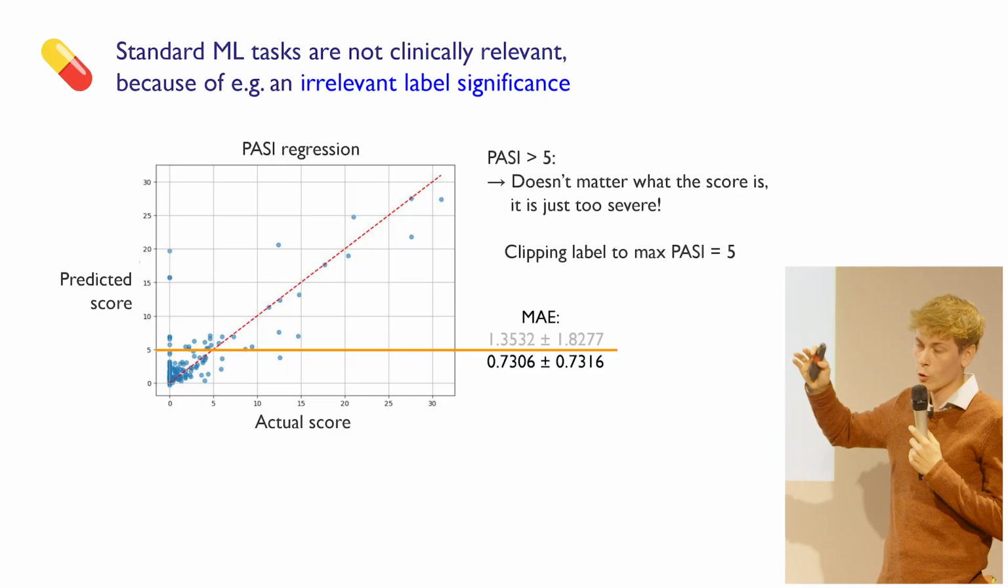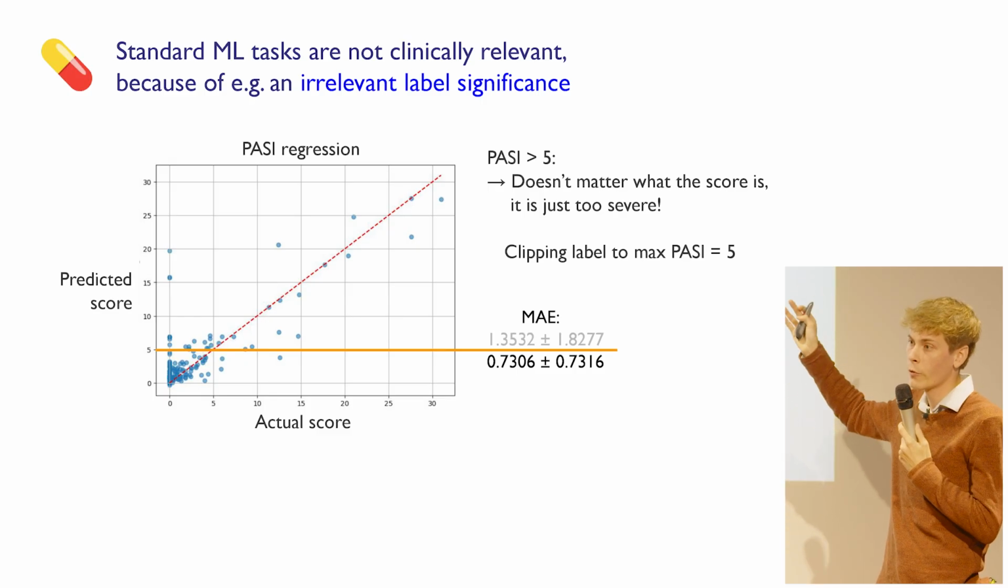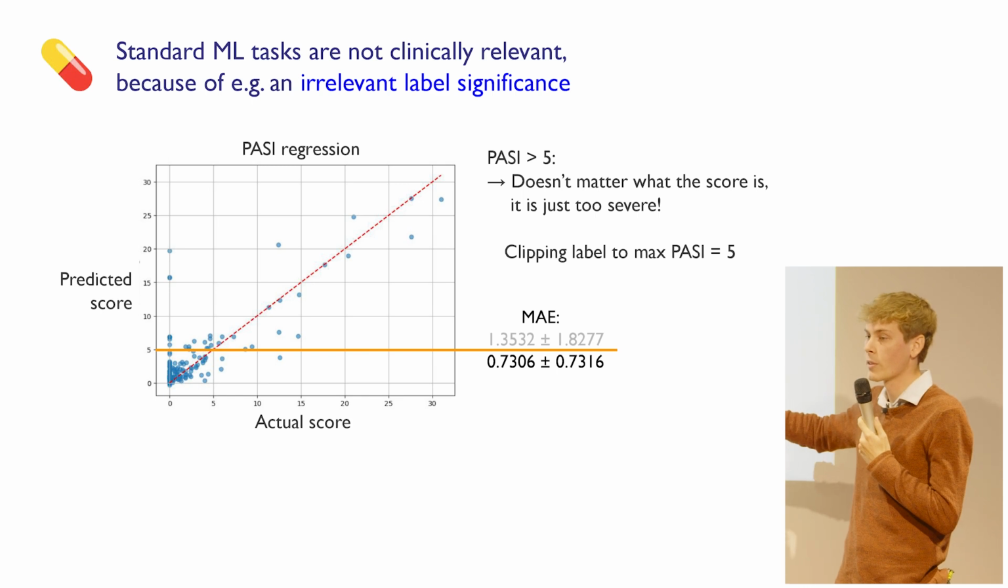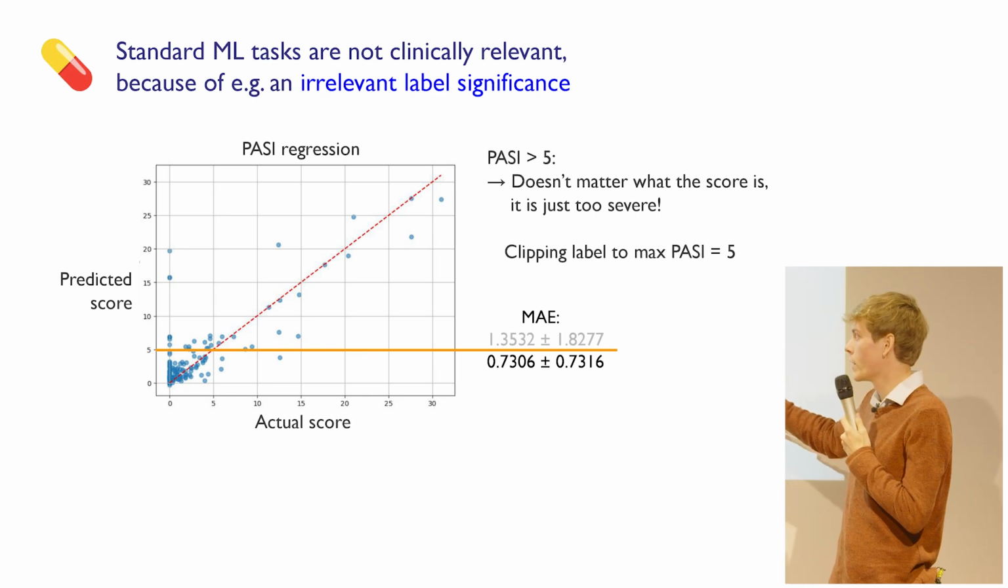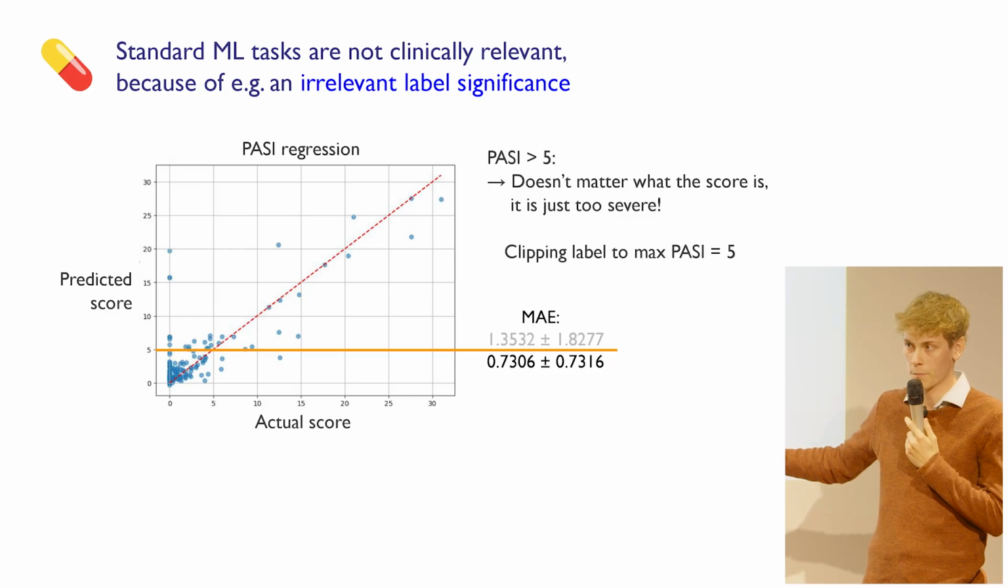Now, for example, what we did, we clipped the label to a maximum of PASI 5. So the model can't see any PASI scores above the threshold of 5, and it will redirect more of its focus towards the region between 0 and 5. And we see that the mean absolute error is actually reduced by a factor of 2 because of this.